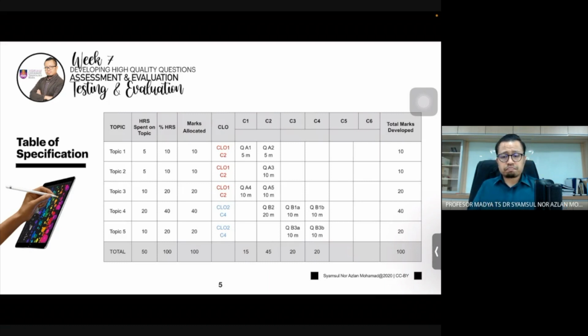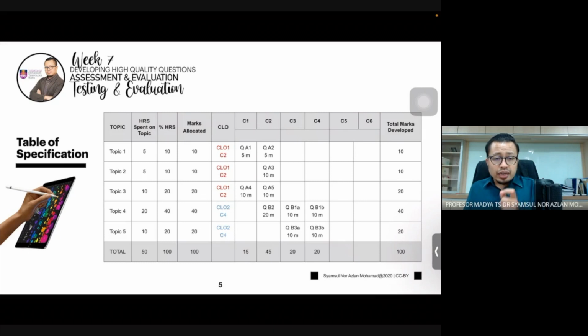So if we want to design the questions, we should know how much time is spent on that topic, and we want to make sure that the marks given are equivalent to the time spent. That's a very important thing that you have to bear in mind, because the more time you spend with the students on a topic, the more you should provide equivalent marks for the time allocation. So the same goes within this table of specification.